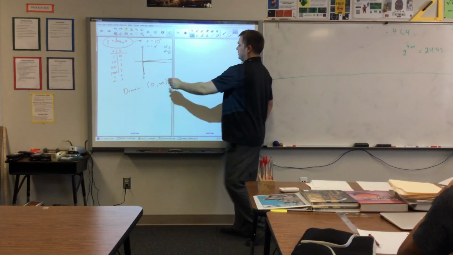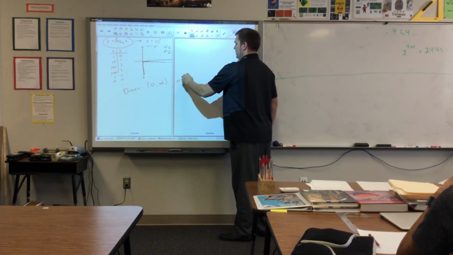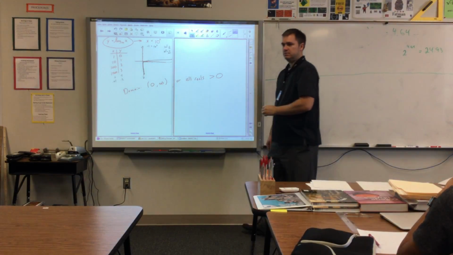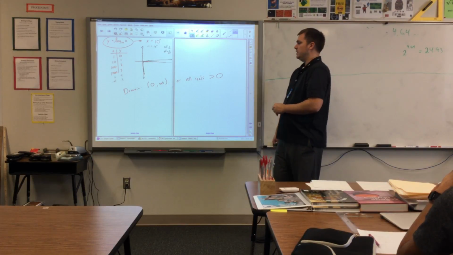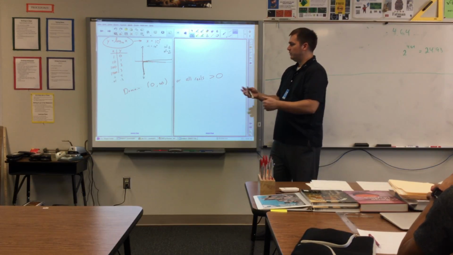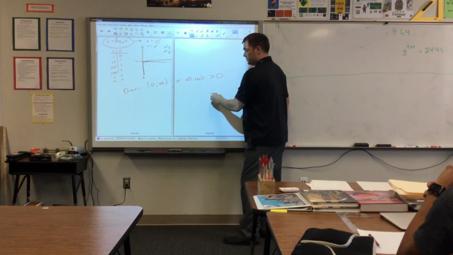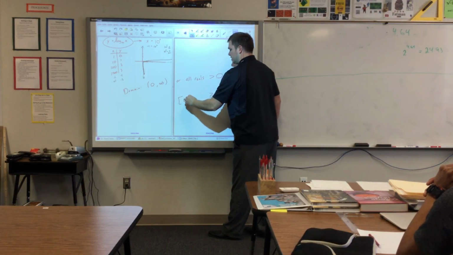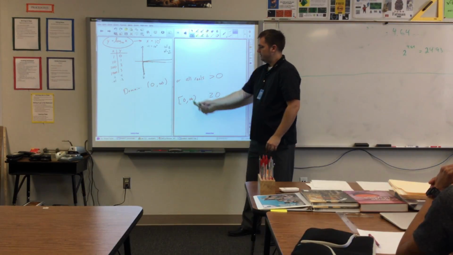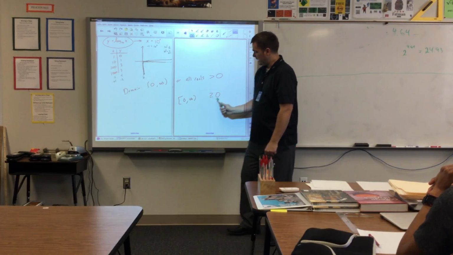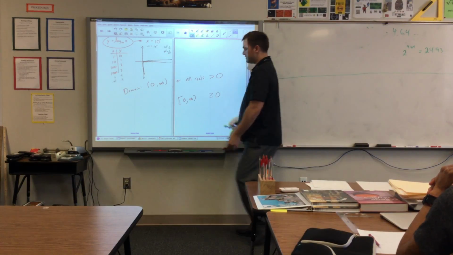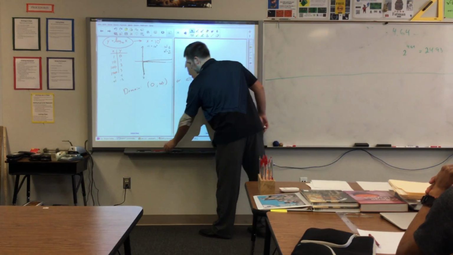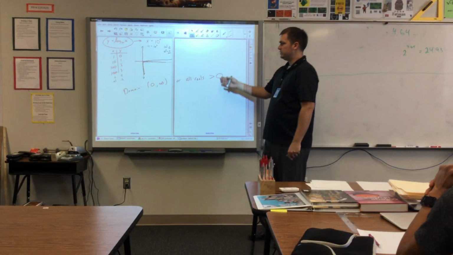Okay? Let me write it another way. We could say all reals greater than 0. Now, if it happened to be all reals greater than or equal to 0, then the way I would write that would be bracket 0, comma, infinity parenthesis. This bracket has meaning: it means you can actually hit that value. But in this case we cannot actually hit that value, so it is not. So there's the domain, all reals greater than 0.